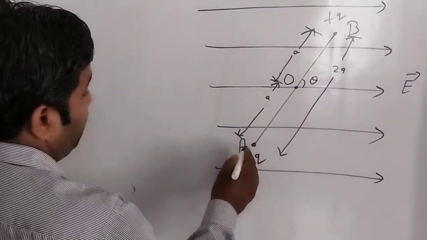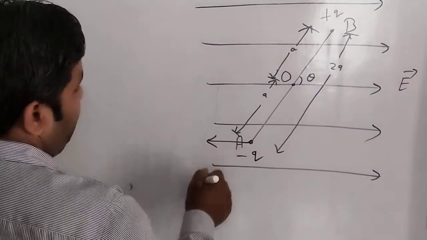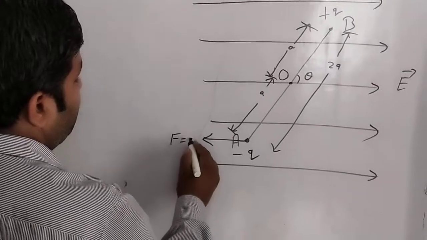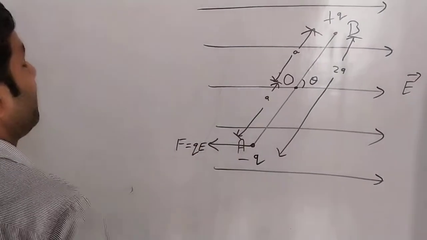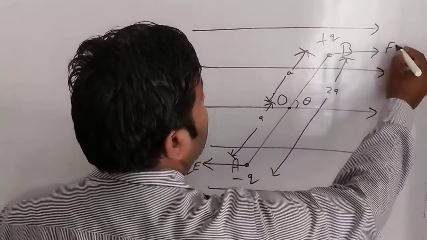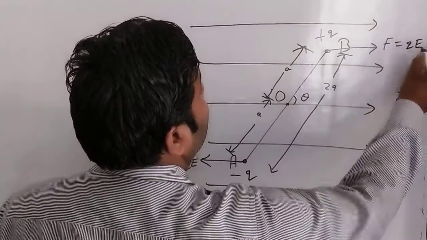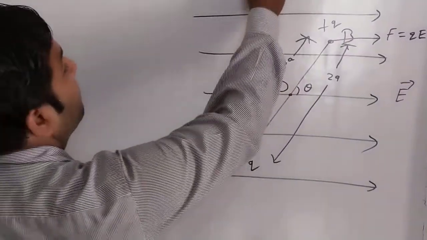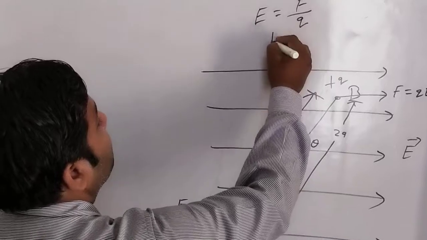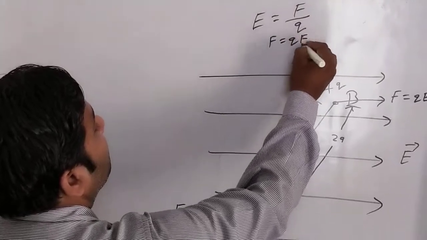And at this point, the force acting in this direction, F is equal to what? QE. And at this point also the force in this direction, F is equal to QE. From where is this force obtained? By the definition of electric field, E is equal to F upon Q. So F is equal to QE.